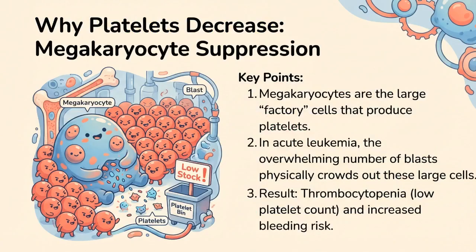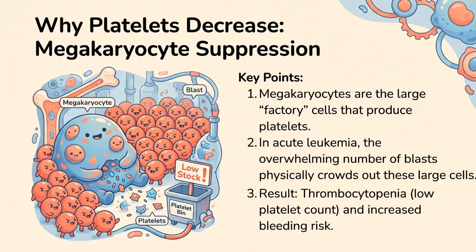The primary reason for this reduction is the suppression of megakaryocytes within the bone marrow. Megakaryocytes are those large bone marrow cells responsible for producing platelets, which are crucial for blood clotting. In acute leukemia, the rampant proliferation of leukemic blasts overwhelms the bone marrow environment. These blasts physically displace and inhibit the normal development and function of megakaryocytes.